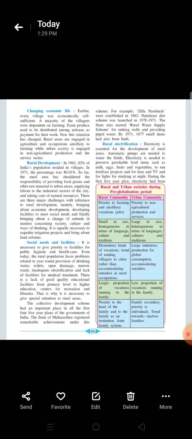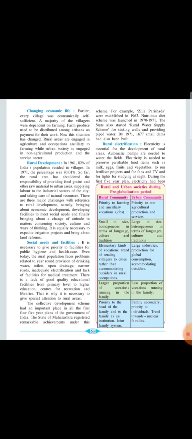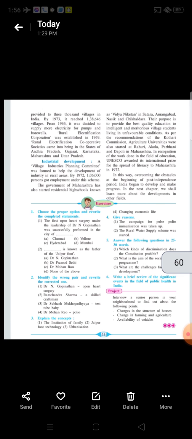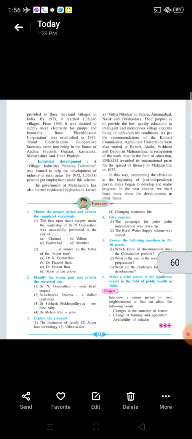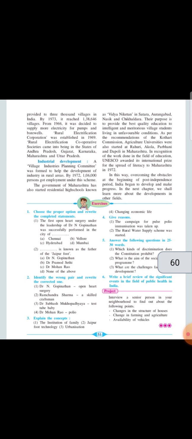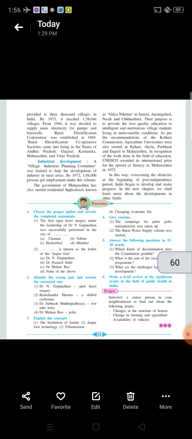During the first five-year plan, electricity had been provided to 3,000 villages in India. By 1973, it reached the villages. From 1966, it was decided to bore wells.